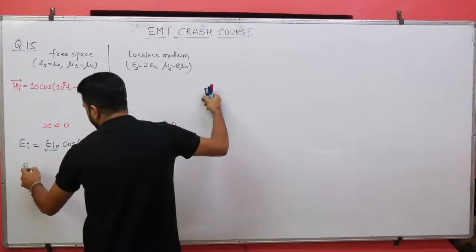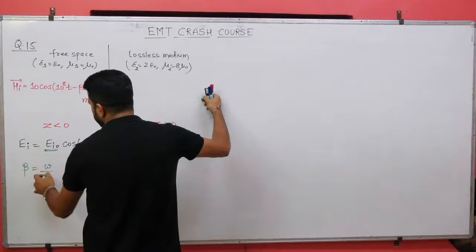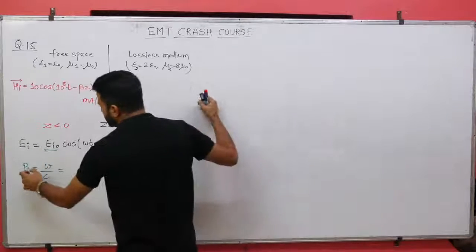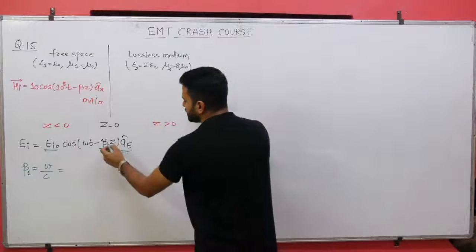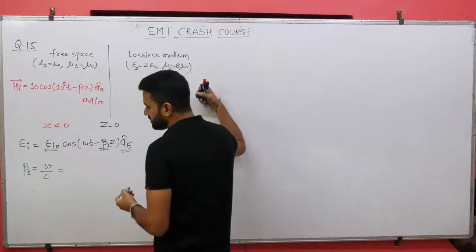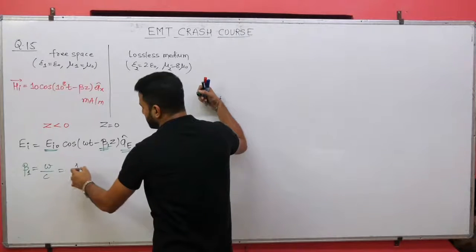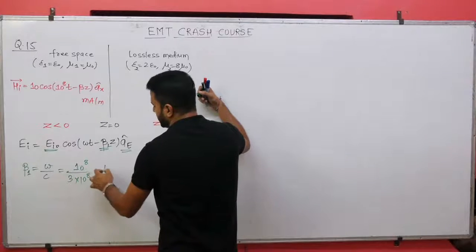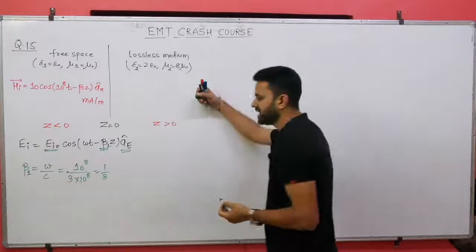Let's calculate beta first. Beta is omega by c. For free space, beta is omega by c, and because it is the first medium, let's write beta 1. You should write beta 1 here, it would be good practice. So omega is 10 to the power 8 and velocity is 3 into 10 to the power 8, so you will get 1 by 3. So beta 1 is 1 by 3.